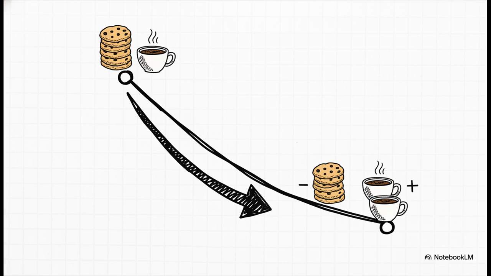Remember, every single point on one curve has to give you the same amount of happiness. So if you get more of one thing, say you grab an extra coffee, you have to give up some of the other thing, like a few cookies, to stay at that same satisfaction level. It's a constant trade-off in action.